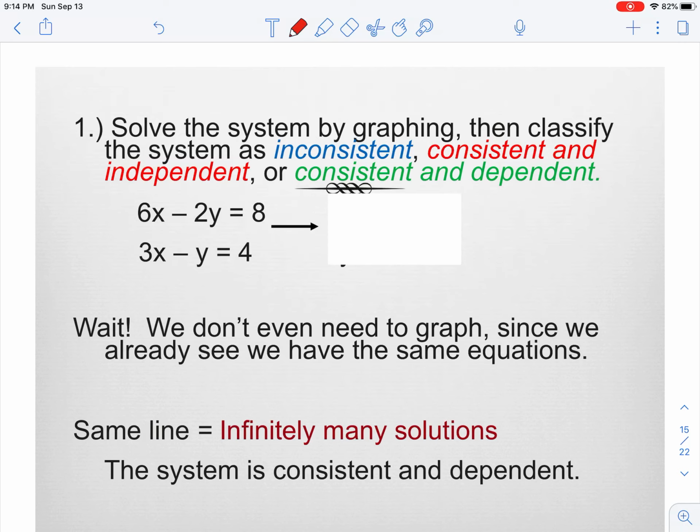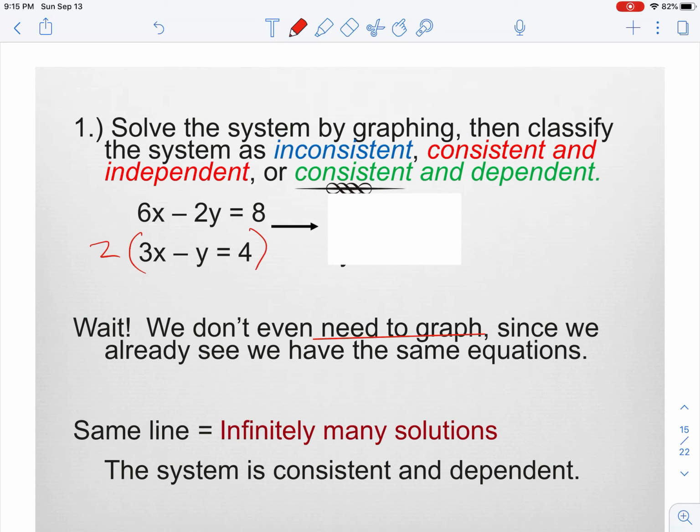6x minus 2y equals 8. 3x minus y equals 4. Hang on for a second, because something looks a little suspicious there. If I multiplied this by 2, it would be 6x minus 2y equals 8. Whoa, it looks like this may be the same line.